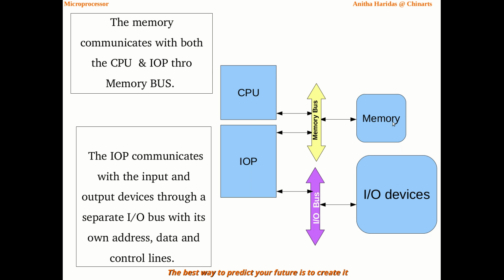The memory and the input-output devices, you will have two processors, one central processing unit, the other one is called the input-output processor, and the input-output processor will be the one that communicates with the input-output devices through a separate input-output bus, and this input-output bus will have its own address, data and control lines. In the same way, the memory communicates with the central processing unit, the main processor, and the input-output processor through the memory bus. Again, for the memory bus also, you will have separate address, data and control lines.